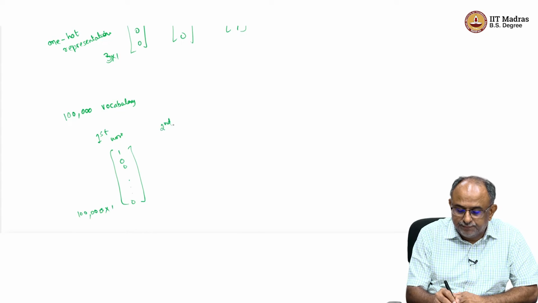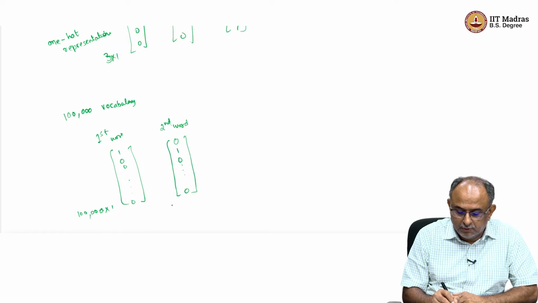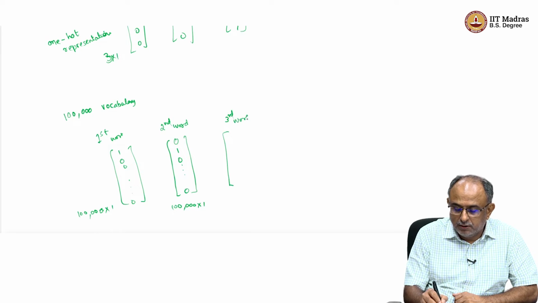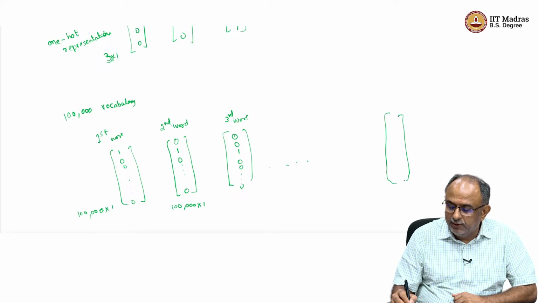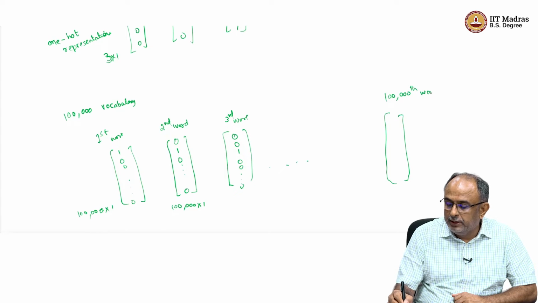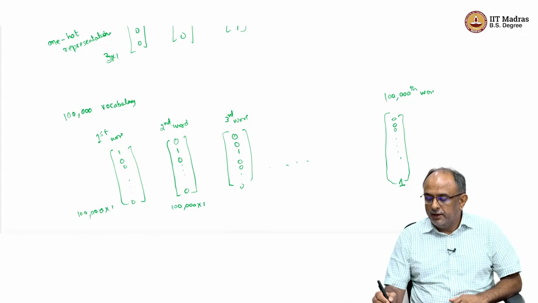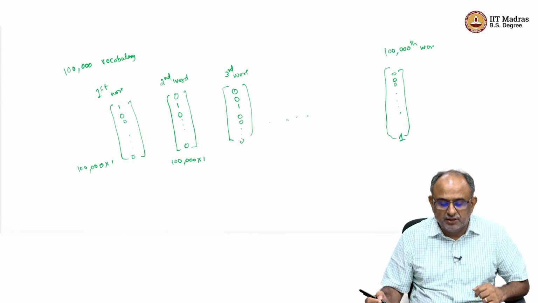Second word, third word, and so on. The 100,000th word will be 0 0 0 all the way up to the last one being 1. So, this is something that I can do.